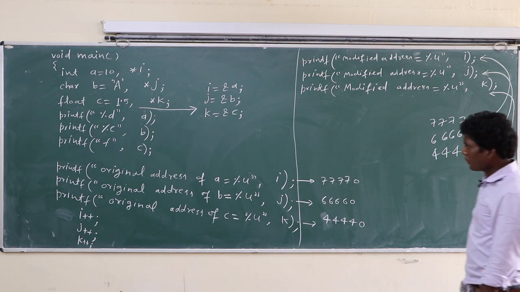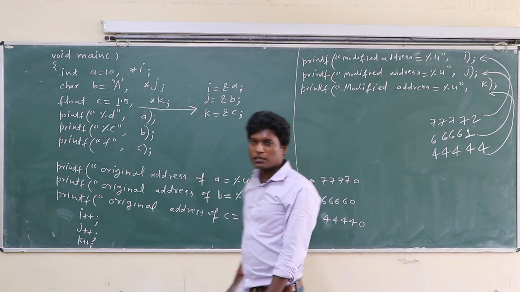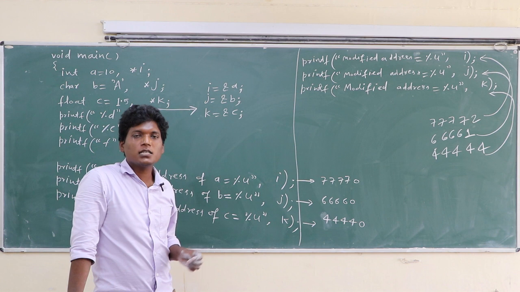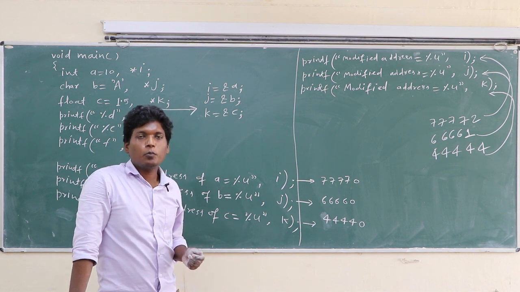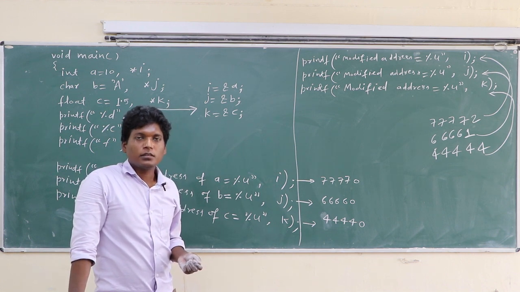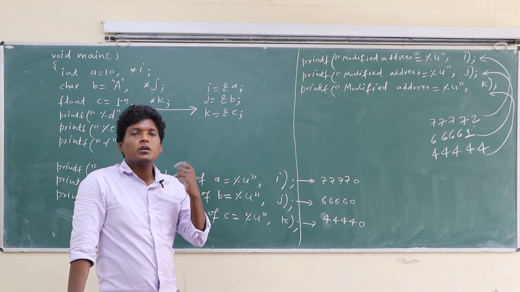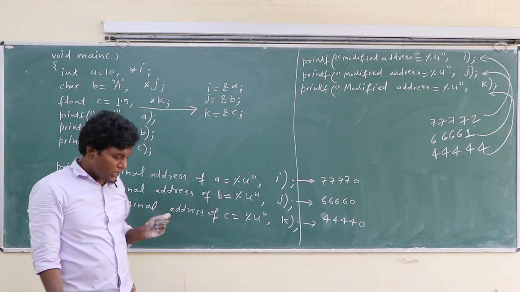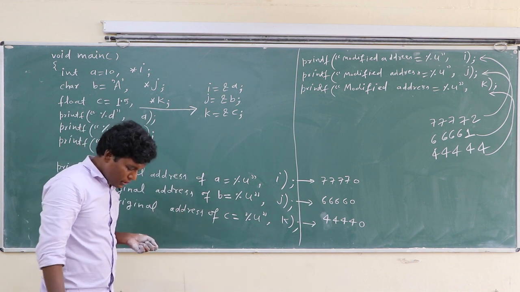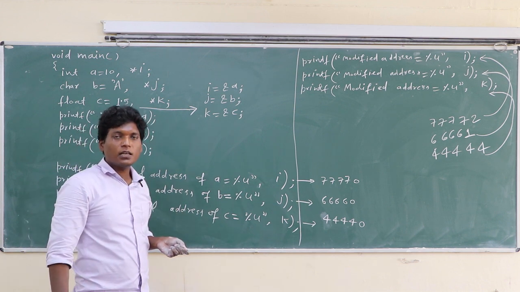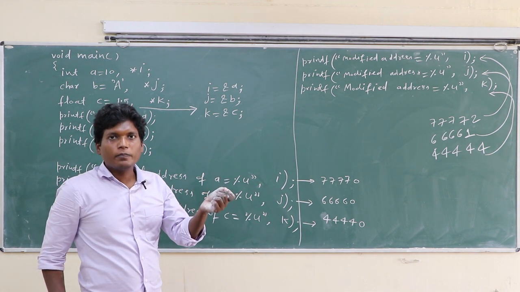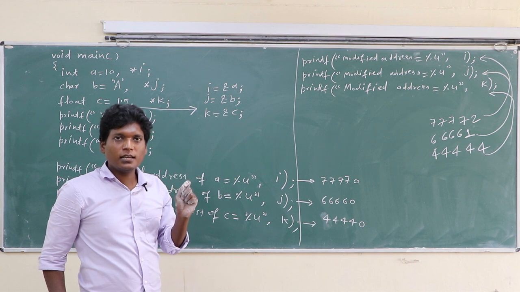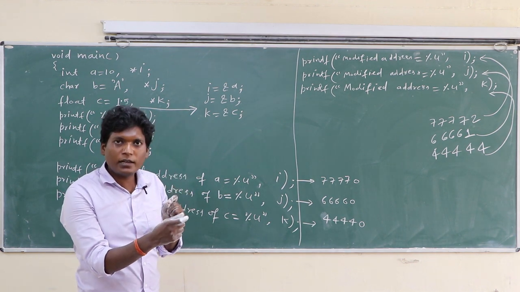Okay class? When you increment pointers, the pointers point to the next location of their types. If integer type, it points to the next block. Since it is the integer type, the next block address is incremented by 2.